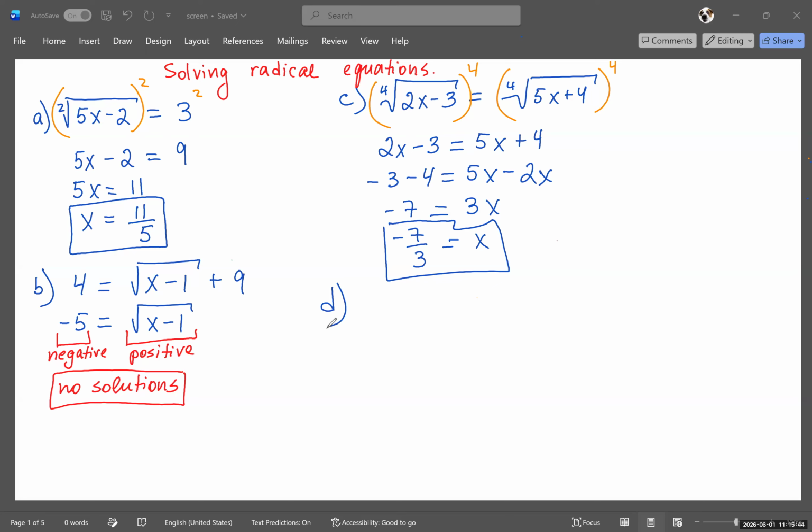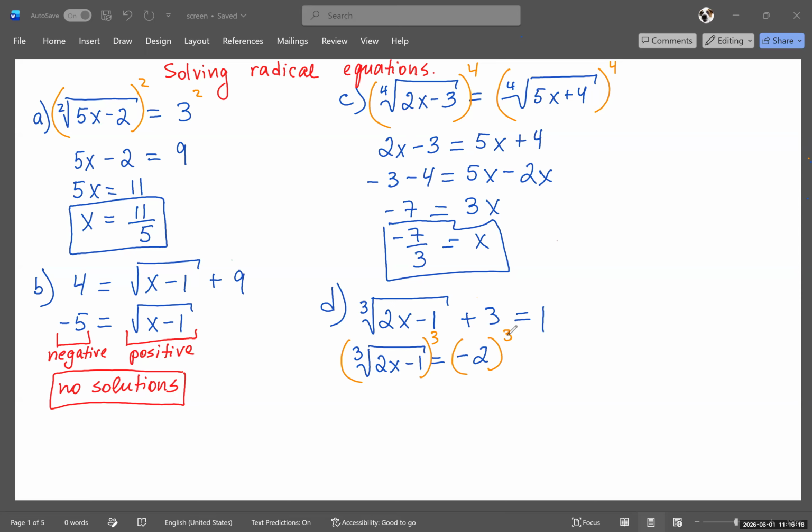I'll do one more example. Cube root of 2x minus 1 plus 3 equals 1. Once again, you have to isolate the radical first, so go ahead and subtract 3 from both sides. Cube root of 2x minus 1 equals negative 2. Negative 3 plus 1 is negative 2. Now, to get rid of the cube root, we have to cube both sides.